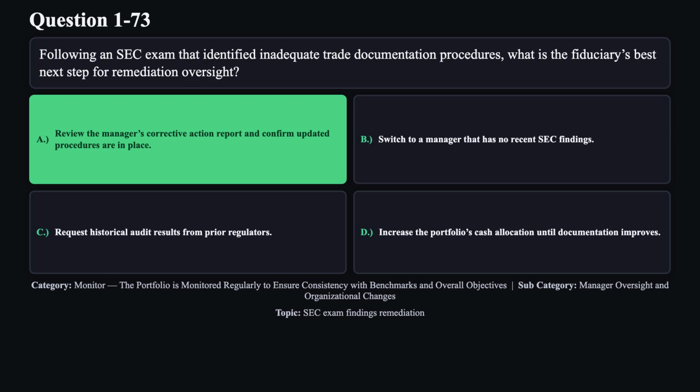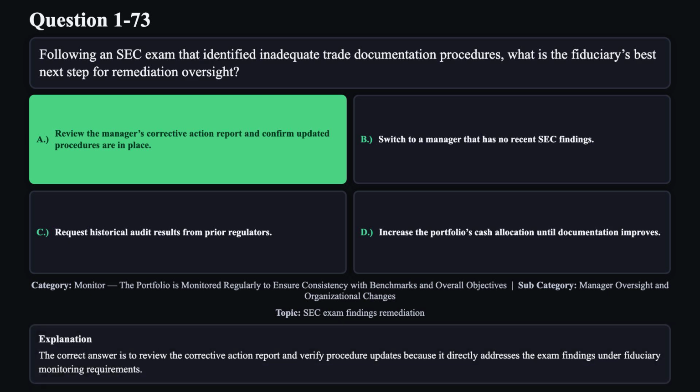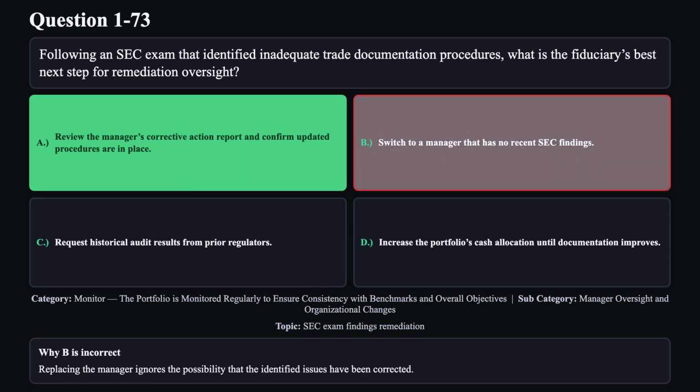The correct answer is A. The correct answer is to review the corrective action report and verify procedure updates because it directly addresses the exam findings under fiduciary monitoring requirements. Reason B is not correct. Replacing the manager ignores the possibility that the identified issues have been corrected.